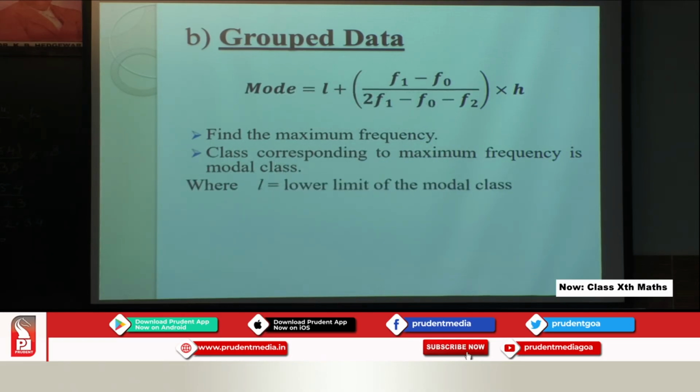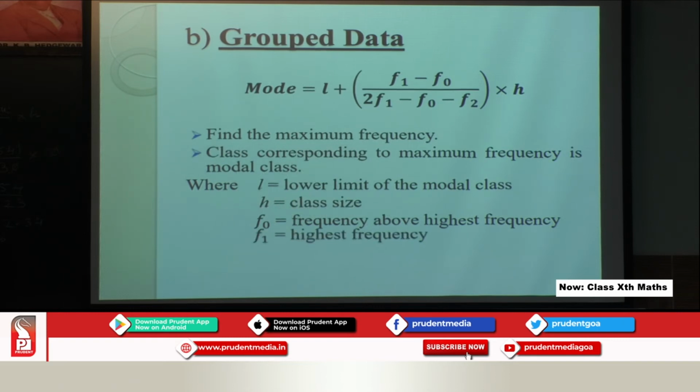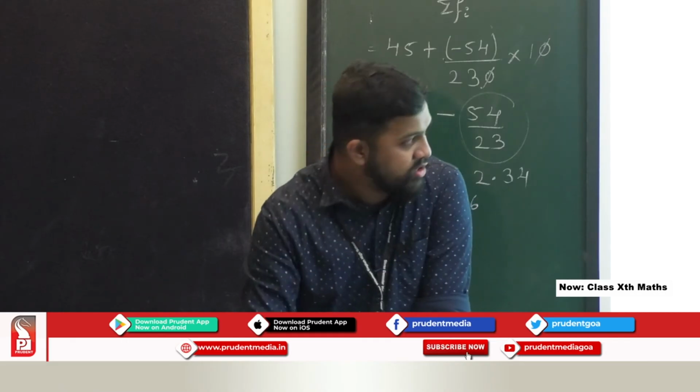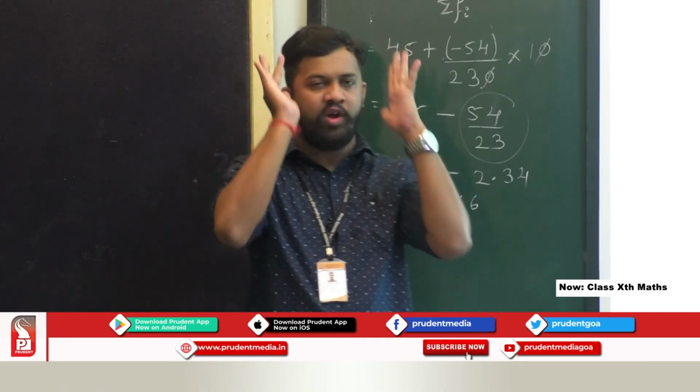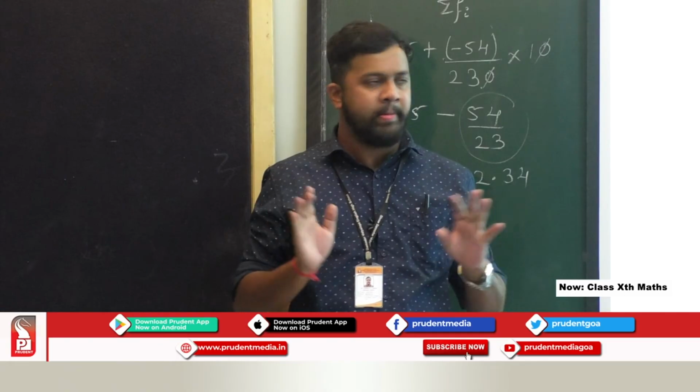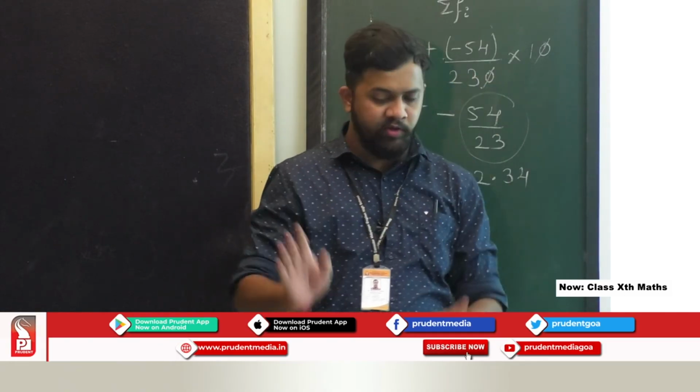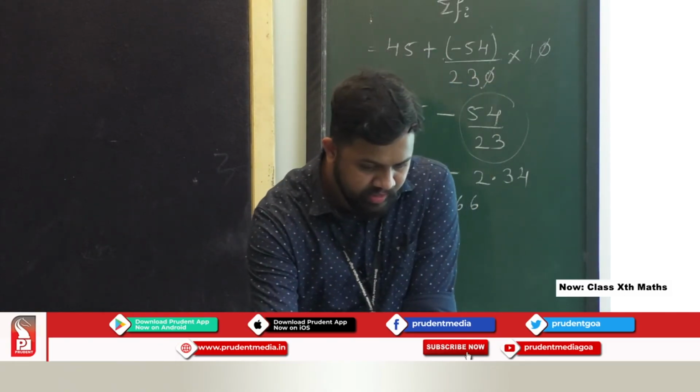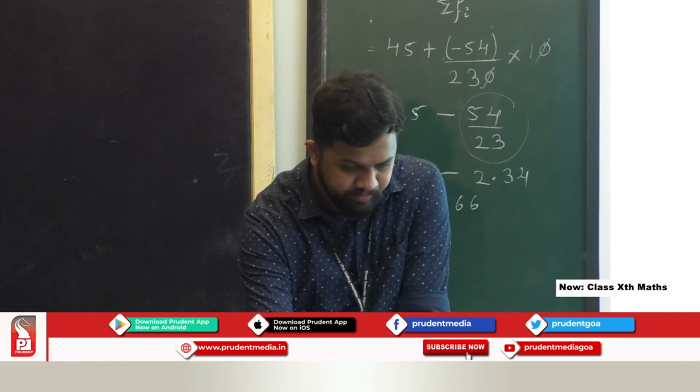So these are the terms in this formula. L is the lower limit of the modal class. H is your class size. F0 is the frequency above the highest frequency. F1 is the highest frequency. And F2 is nothing but the frequency below the highest frequency. So before solving, first of all, this formula has to be clear. Once your formula is clear, then you can find it directly. So let's take the first problem.